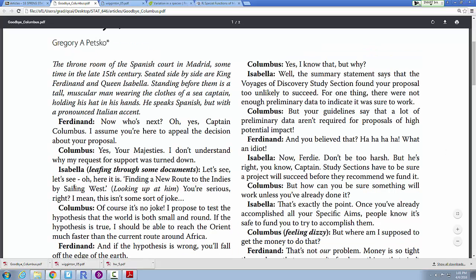It's a conversation between some hypothetical people. So Spanish court in Madrid sometime in the late 15th century. Seated side by side are King Ferdinand and Queen Isabella. And before them standing is a sea captain holding his hat in his hands.